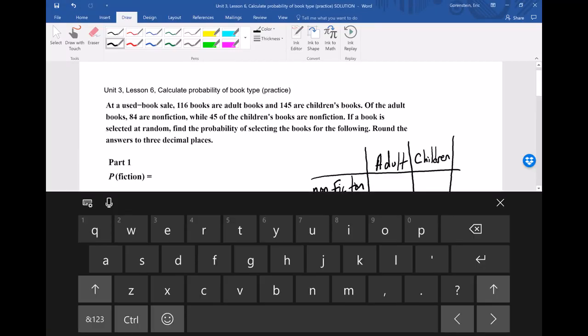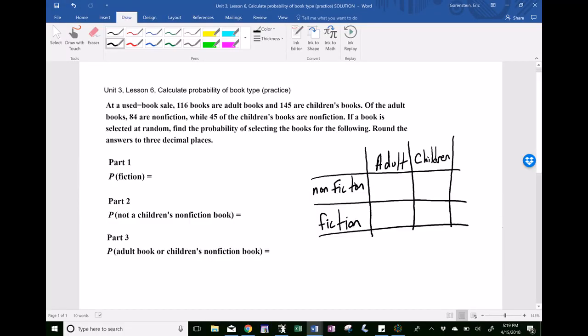Okay, so in this problem, we have a used book sale. 116 books are adult books. Okay, let's make that yellow. 116 adult, and of those adult books, 84 are nonfiction. Then we've got 145 children books, and of those children books, 45 are nonfiction.